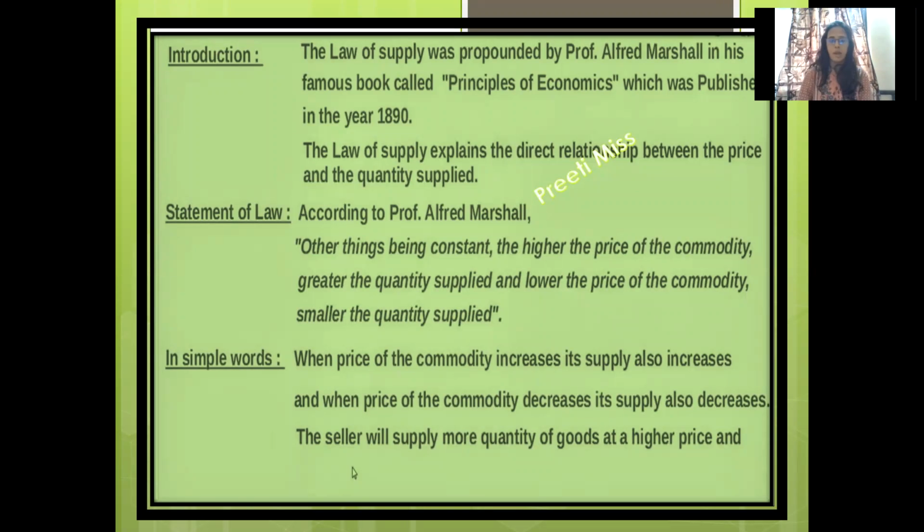As we have already seen, there exists a direct relationship between price and quantity supplied, and we are going to prove this statement in this law. They mean to say that if price rises, supply also rises. If price falls, supply also falls. Both arrows are moving in the same direction, therefore we call it a direct relationship. So let's begin with the law.